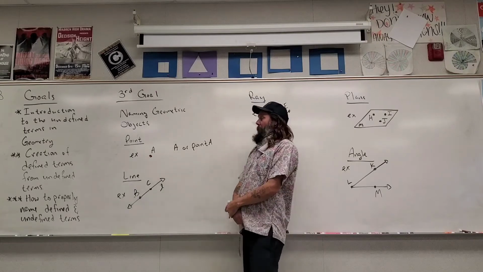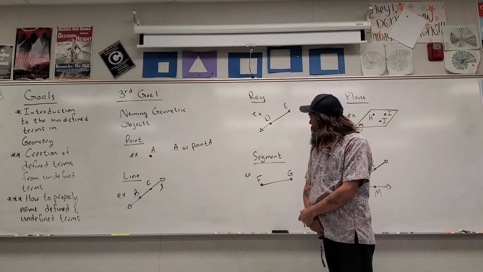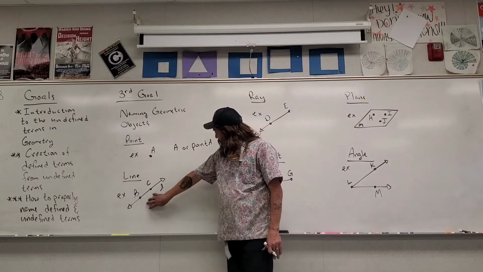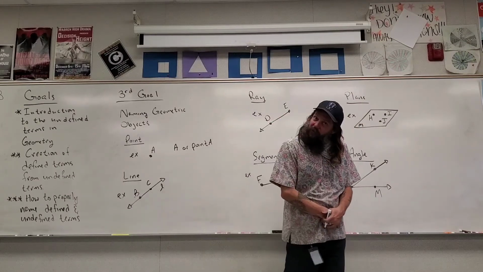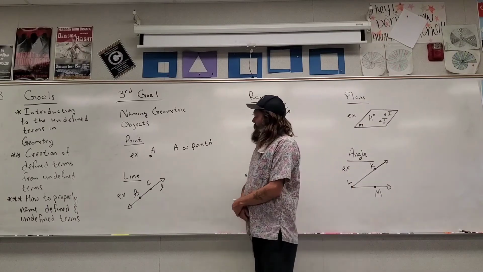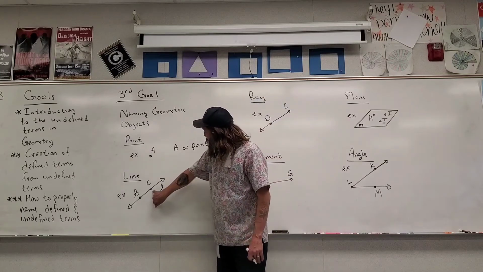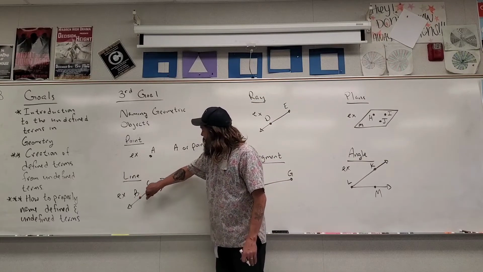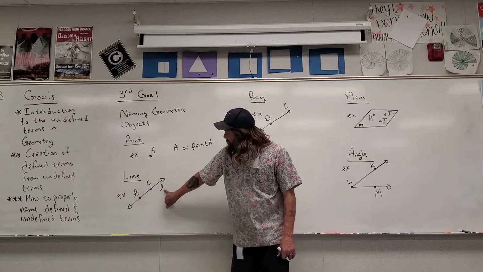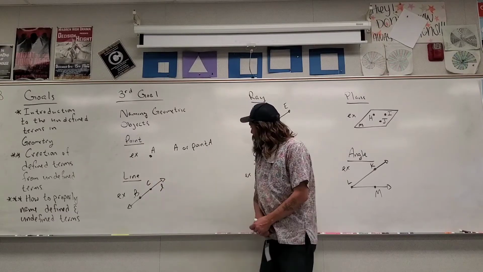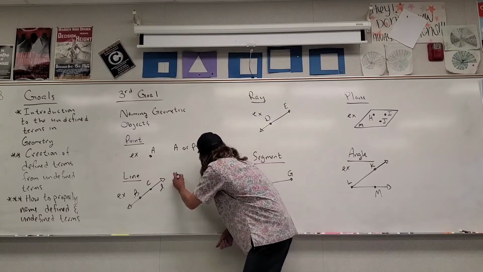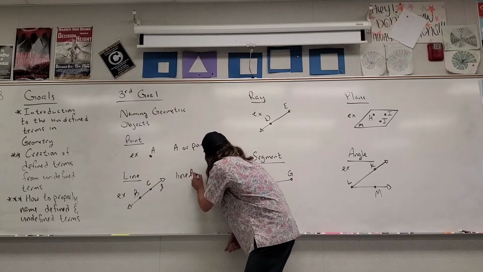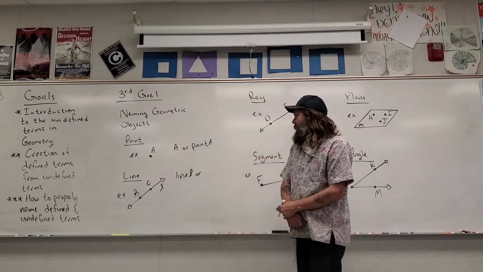Pretty simple. The next object we have, an undefined term, which is a line. There's more ways to name this, okay? So notice I have two points that are named B and C. I also have a cursive letter L. So we can call this line L, or I can call this line BC.